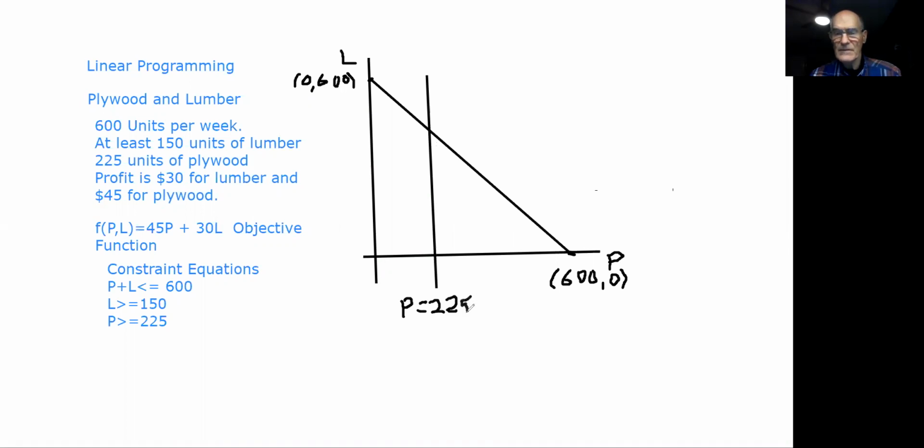Now, I have to be to the right of this. So now my constraint equation is this triangle in here. And then my final constraint is L, it's got to be greater than or equal to 150. So that's a horizontal line that looks somewhere like this. So it goes across about like this.